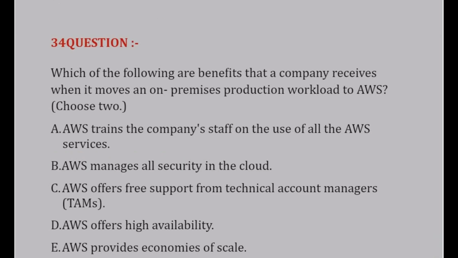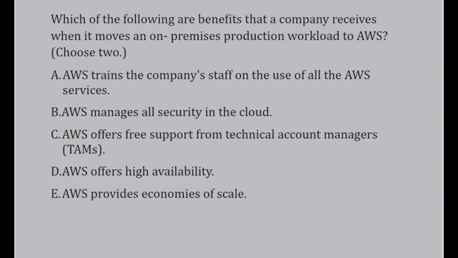Question is, which of the following are benefits that a company receives when it moves an on-premises production workload to AWS? Choose two options. Option A, AWS trains the company's staff on the use of all the AWS services. Option B, AWS manages all security in the cloud. Option C, AWS offers free support from technical account managers (TAMs). Option D, AWS offers high availability. Option E, AWS provides economies of scale.